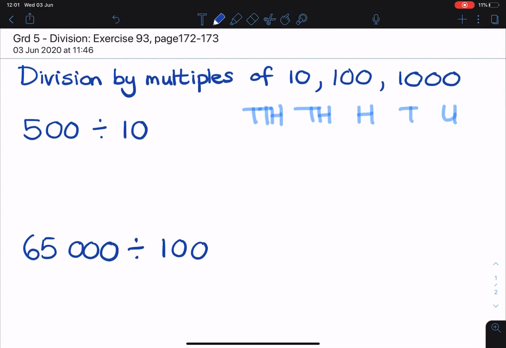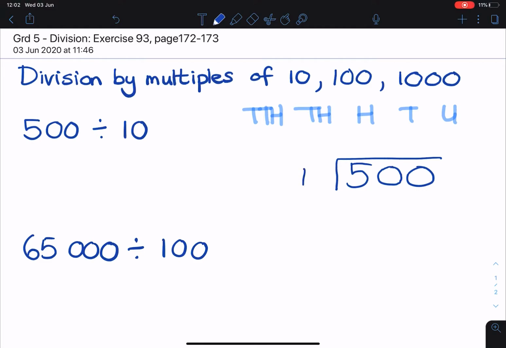Hello grade 5s. We are continuing with division today, and first of all we're going to look at how to divide by multiples of 10, 100 and 1000. Let's look at 500 divided by 10. Now over here I'm just going to do the sum in a housey to show you the answer, and then I'm going to show you a shortcut.